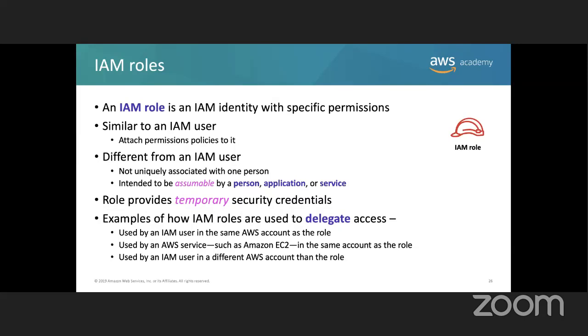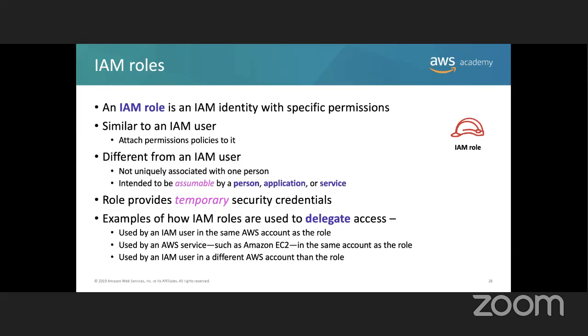Something very important: if someone is coming as a seasonal worker, just for a short time, it's better to create a role than create a user, because the user is permanent. It's for permanent actions. A role is temporary. So that's best practice: create a role for a person who's going to be working for only a week or two for the company. A role will be assigned to that person, and that's it. So it can be assumable by a person, an application, or a service. An IAM user is for a person.